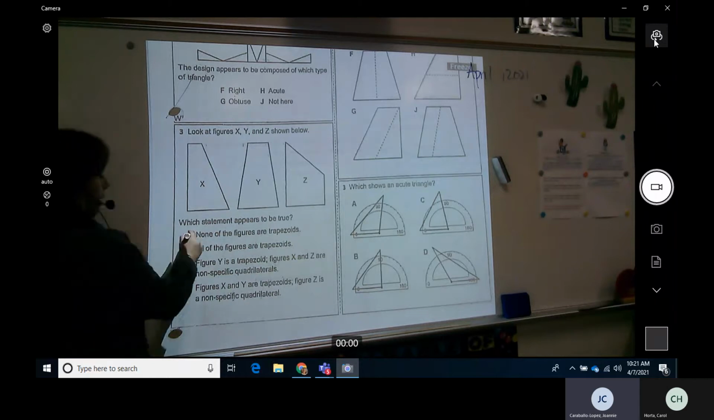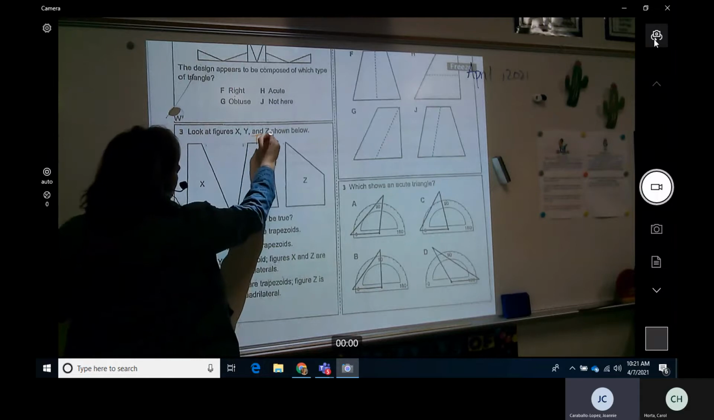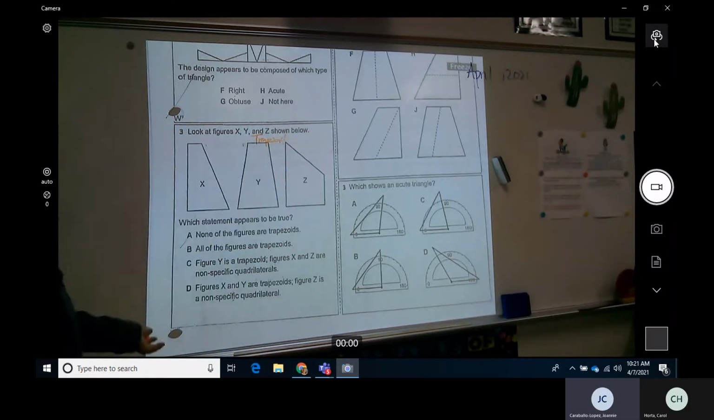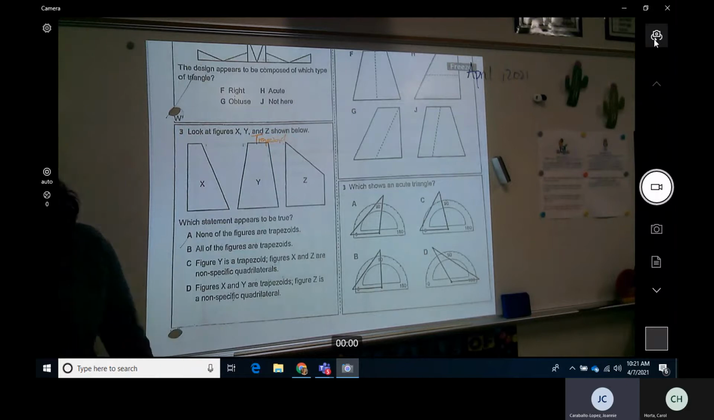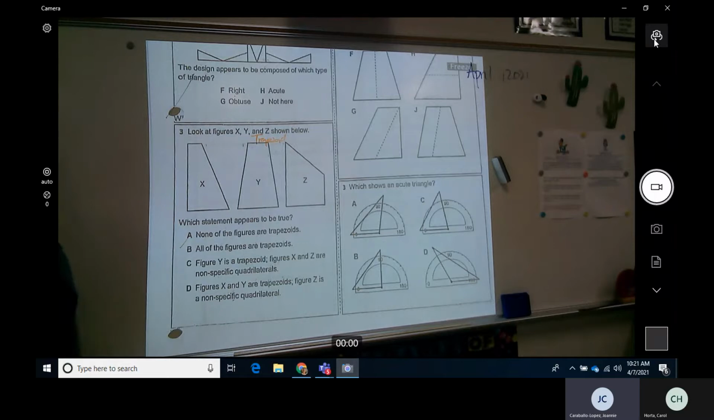So that is incorrect. So I would write right here a T, or I would write trapezoid, because I know that Y is a trapezoid, right? So this is how you can show your work. Remember how we have to show our strategies in our paper? This is what I would do. Instead of playing with my paper and trying to iron it out with my pencil, I would write these strategies.